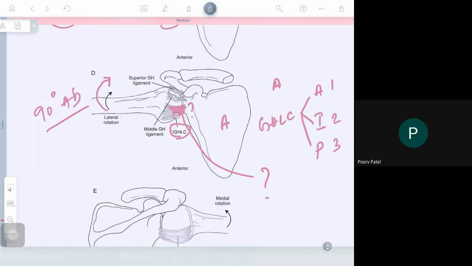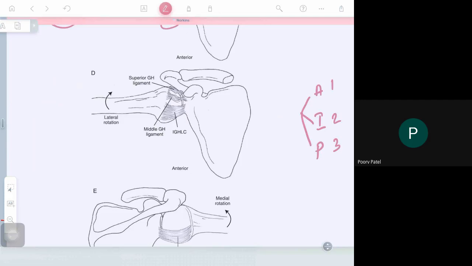Clear? So what will happen? Now I am asking you the question. If the humerus is rotated externally, you can try it on your own body. Abduct your arm to 90 degrees and slightly externally rotate. Will this anterior ligament become lax or will it become taut? What is the answer?